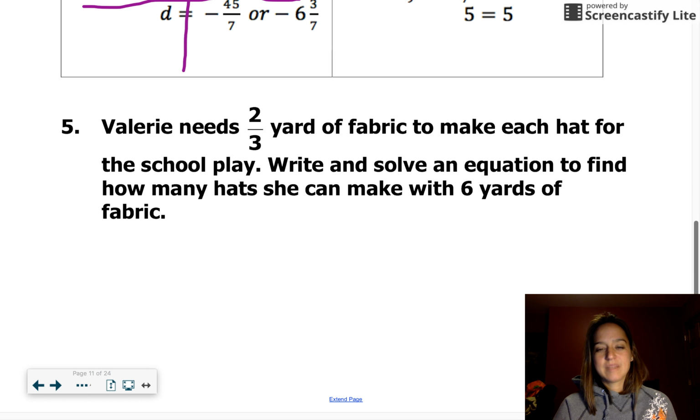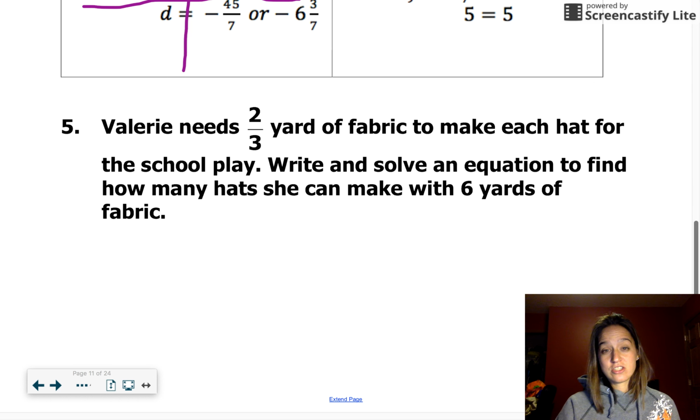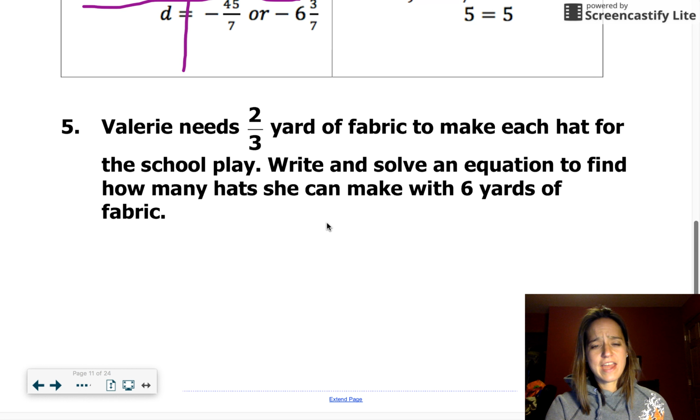Well, let me think about that. Again, I don't want just the answer. I need to find an equation that works for this. So I'm going to go back and I reread it. It says Valerie needs 2/3 yards of fabric to make each hat. So that means she's taking 2/3 for each hat. Each hat. That means we're multiplying it times the hats. So if I do 2/3 times the number of hats, I should get 6 yards. So I go ahead and that's exactly what I'm going to do.